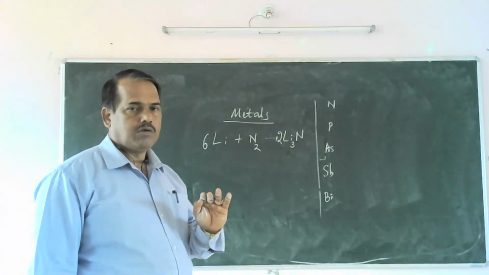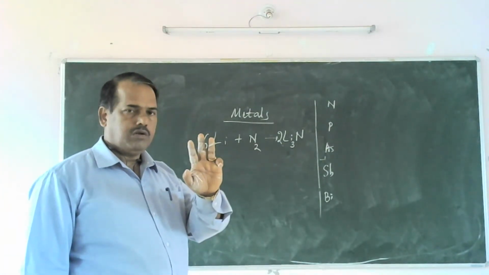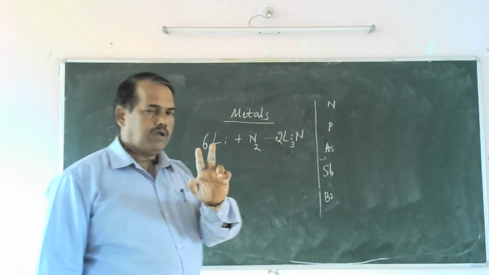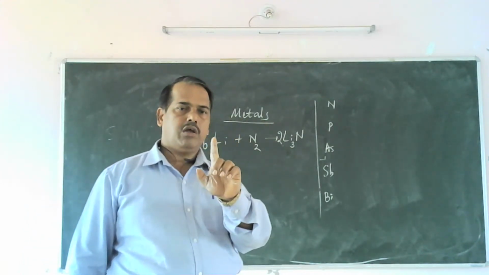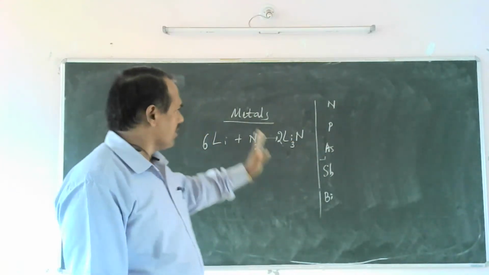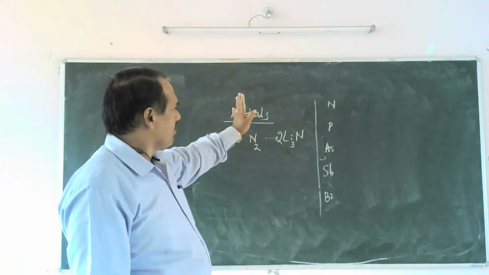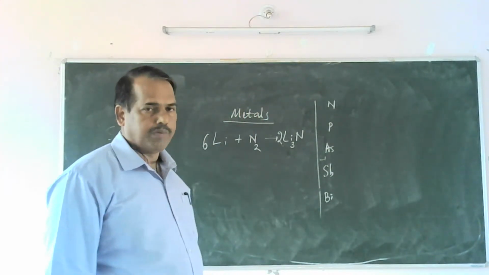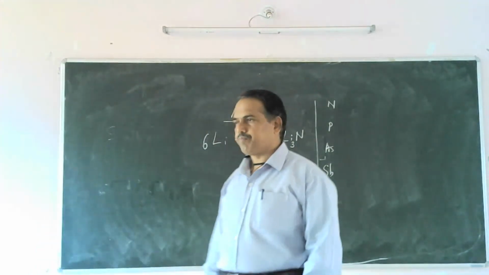Okay, you studied reaction with hydrogen, reaction with oxygen, then reaction with halogen and reaction with metals. So this is the basic chemical behaviour of group 15 elements. Next we have to study.